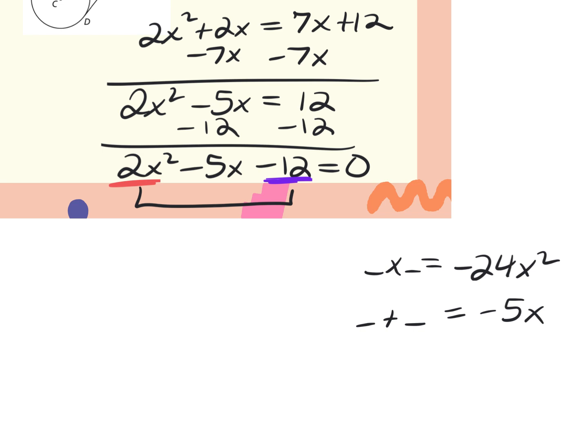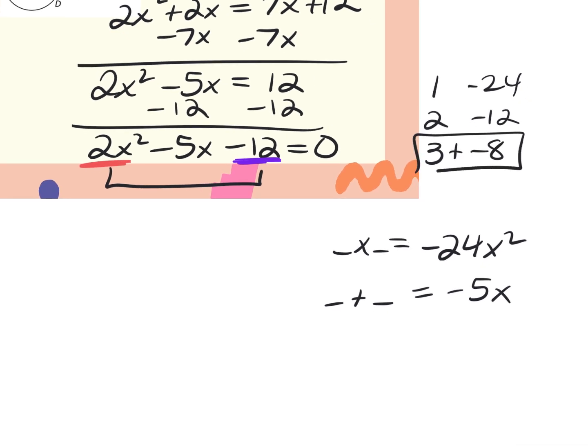So I'll start my list of the multiples of 24, negative 24. Now, a little trick, the bigger factor will have the sign in the middle. So my factors could be 1 and negative 24, 2 and negative 12, 3 and negative 8. And this is the combination I need because when I add them, it gives me the negative 5. So it'll be positive 3x and negative 8x.